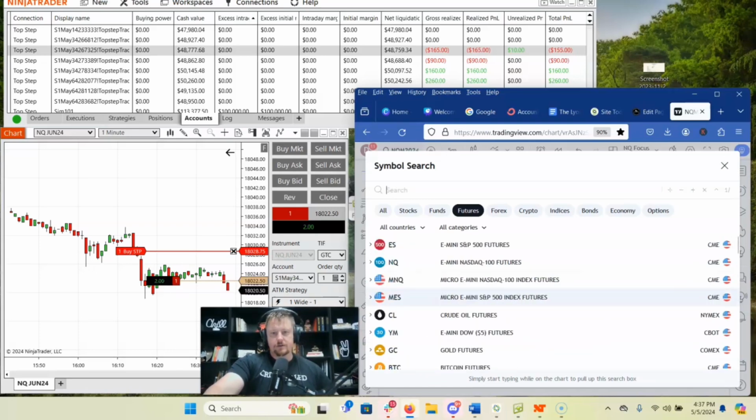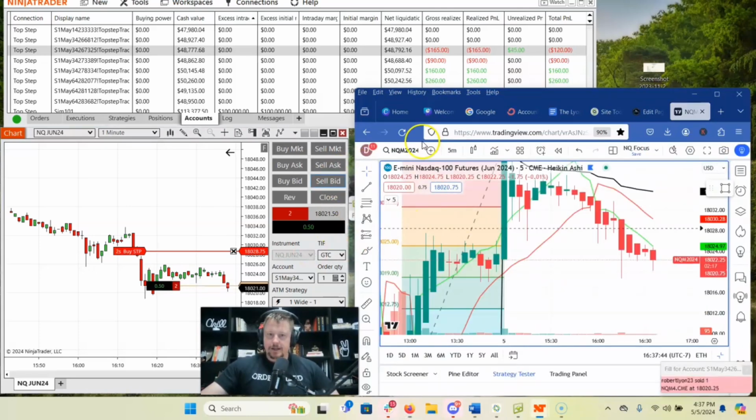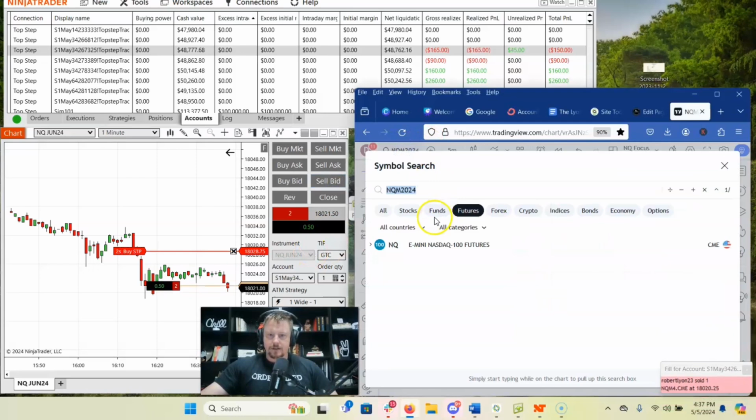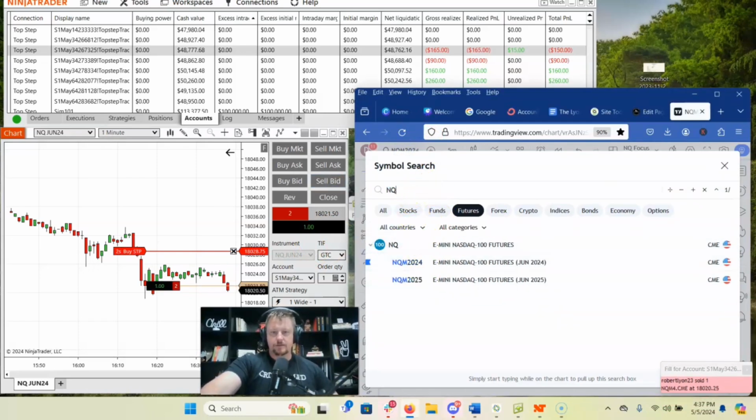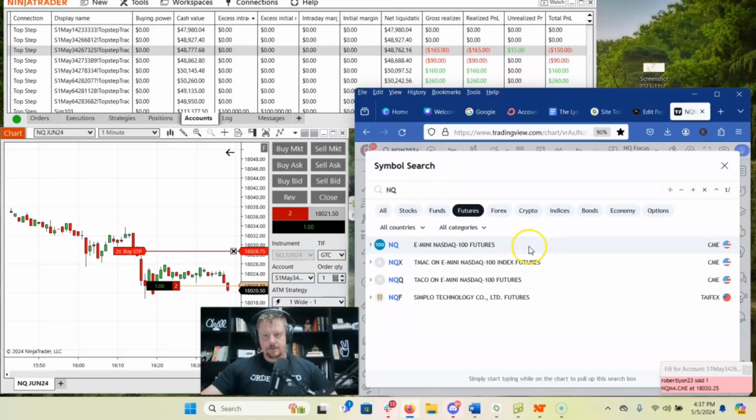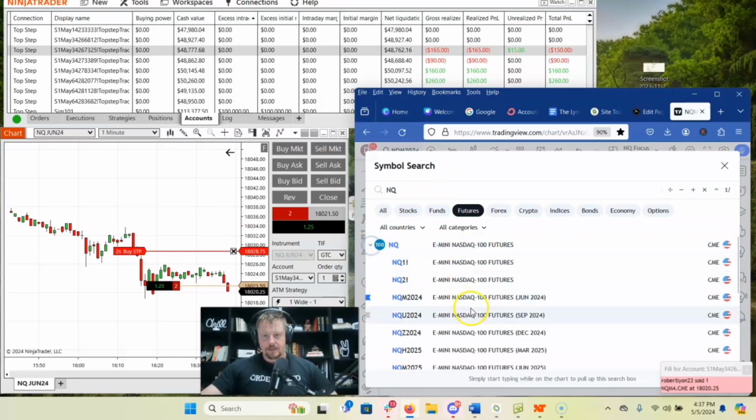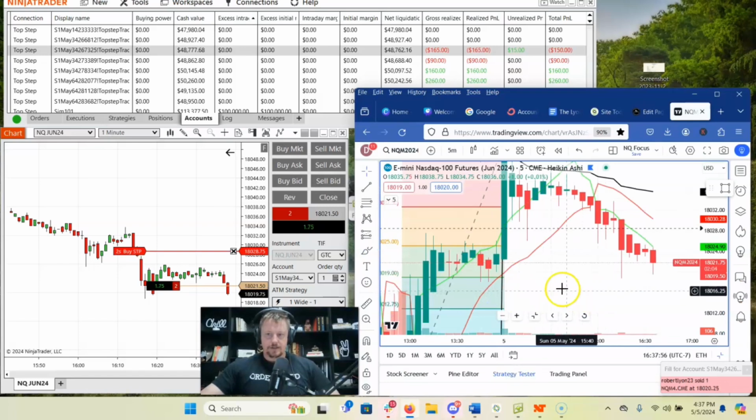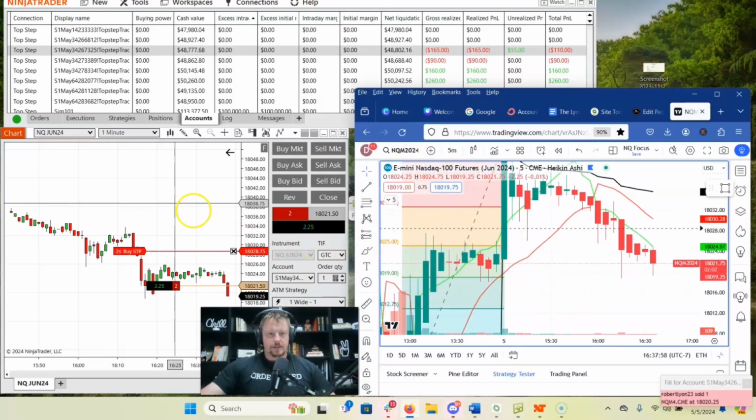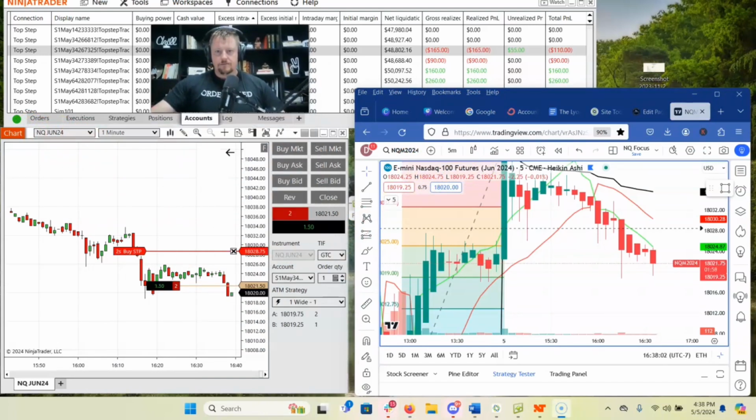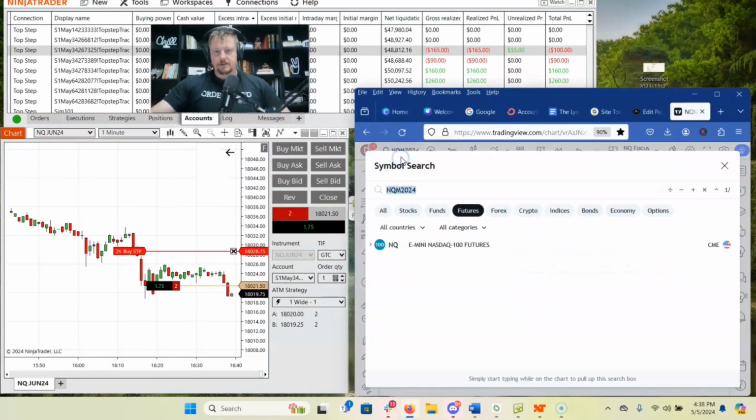The big thing is, whenever you're looking at this, you want to be looking at the month that it's in, because right now it's NQ 2024, but they actually have M. So M is for the month, but they have these different indicators for the month. So you want to click on June. That's what we're at right now, and then you can tell which one you're doing right now over here.